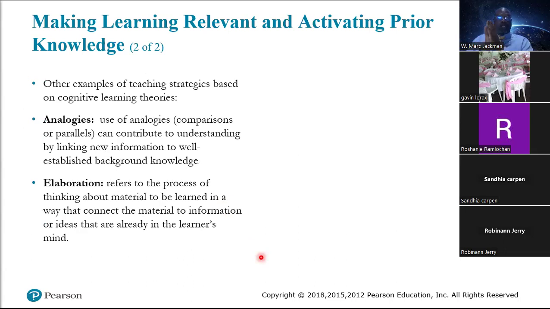Other examples of cognitive-based teaching strategies would be analogies. You would say that information processing in the brain is similar to how a computer processes information. So the students would say, okay, learning this information processing theory is like a computer that takes information, stores it, then the information is retrieved, et cetera.